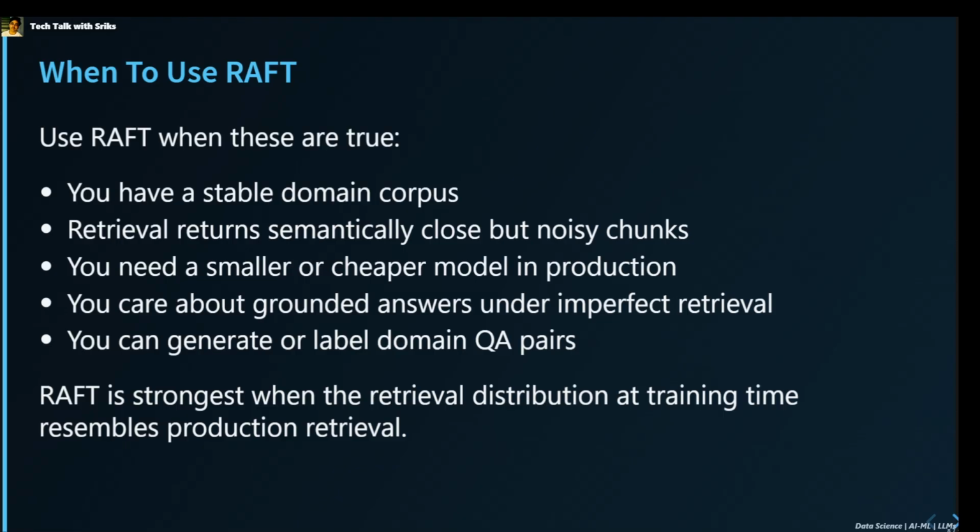Most importantly, whether you can generate the right Q&A answers. In this case, I've used the large language model to synthetically generate the Q&A, but it still needs human supervision to ensure that the answer it has generated is in fact correct. RAFT is strongest when the retrieval distribution at training time resembles production retrieval. In training time you have perfect plus imperfect documents. Even in production, if you're expecting perfect and imperfect documents, then RAFT is a better approach for you.